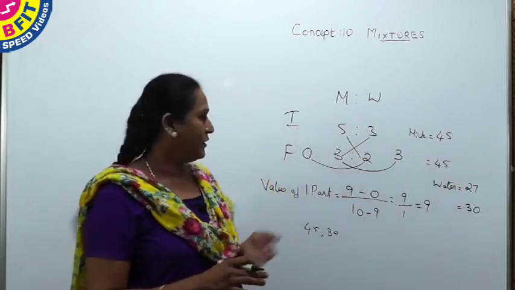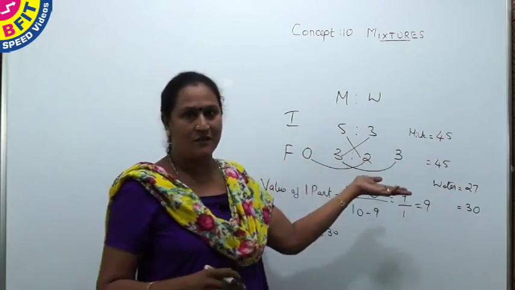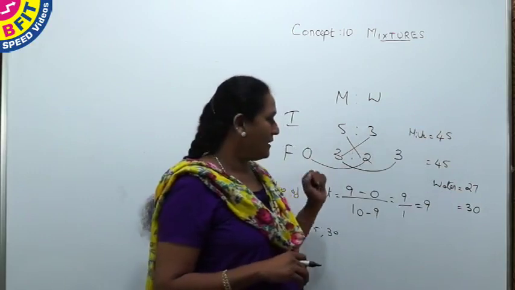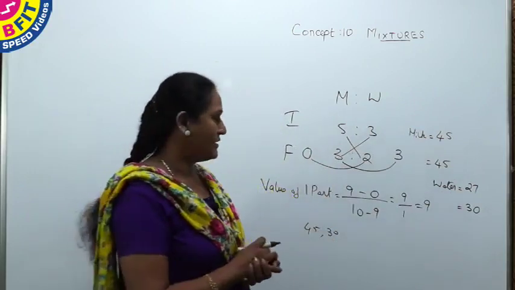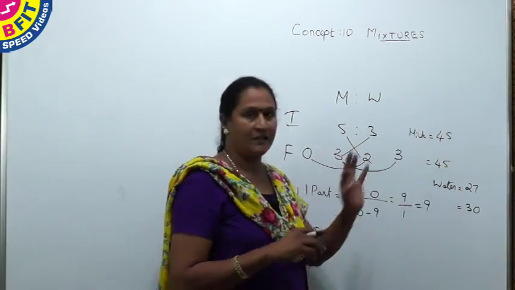The final quantity of milk is asked, it is 0 liters added, so it is the same, and if the final quantity of water is asked it will be plus 30 liters.